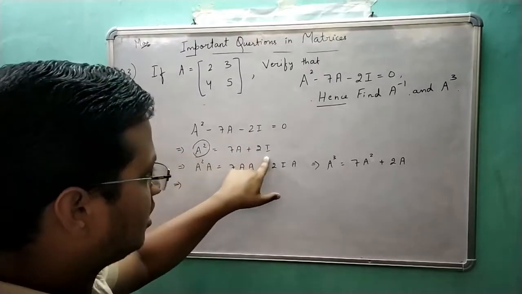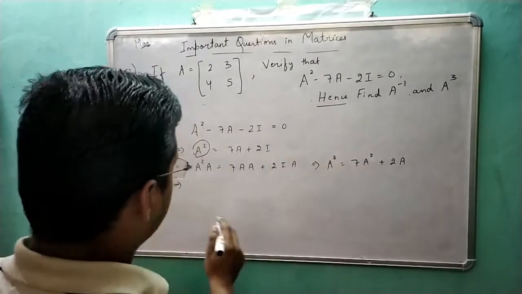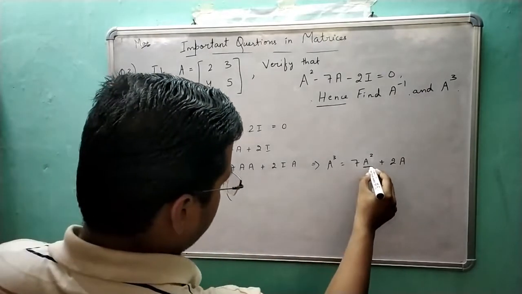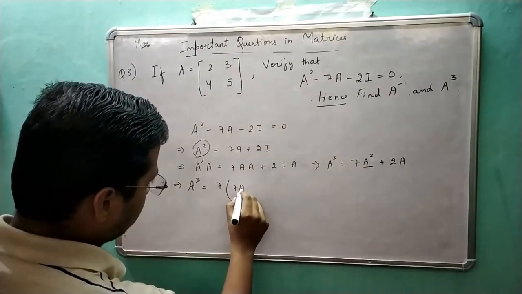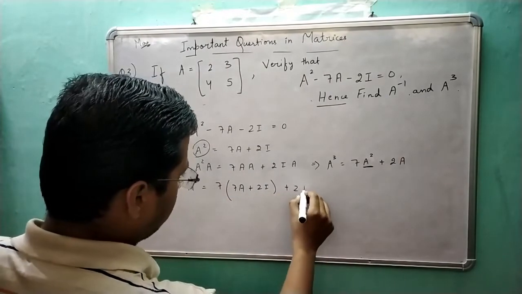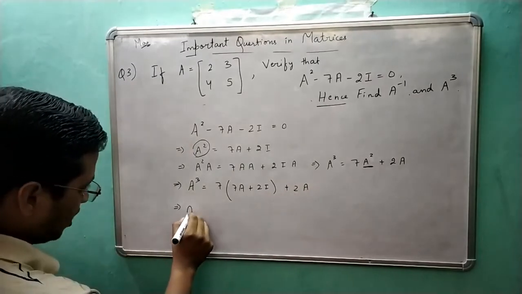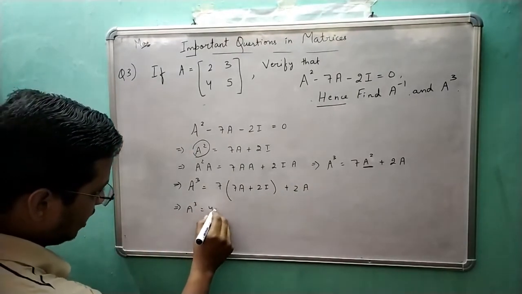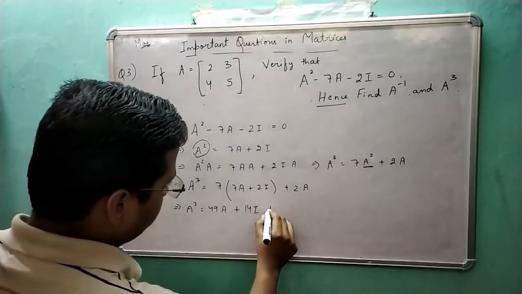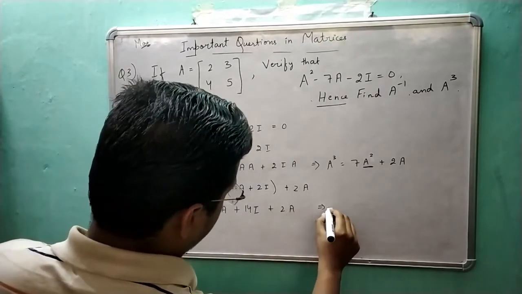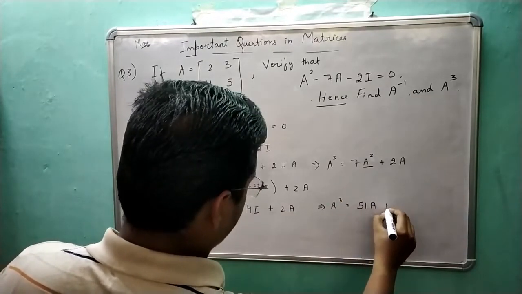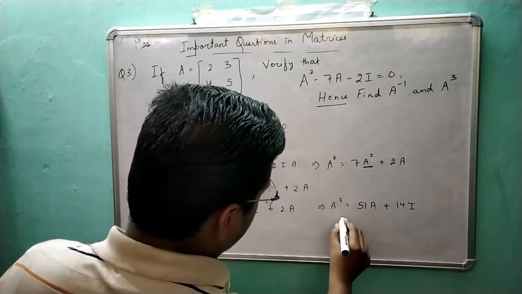Now we have a value of A square. A square is 7A plus 2I. Let us put that here. So A cube will be 7 into, the value of A square, 7A plus 2I, plus whatever is there, 2A. So A cube will be 49A plus 14I plus 2A. So the value of A cube is equal to 51A plus 14I. Let us find this.